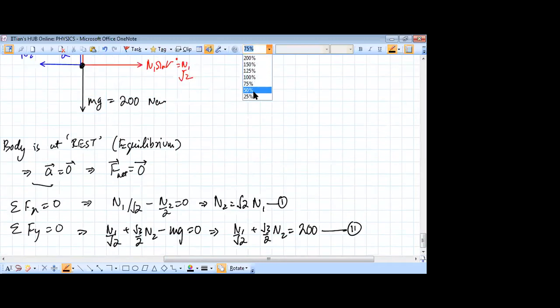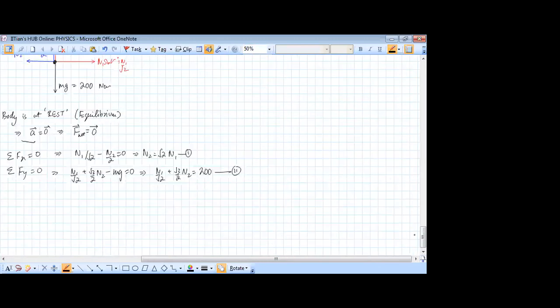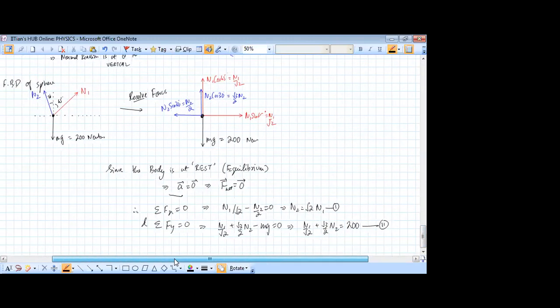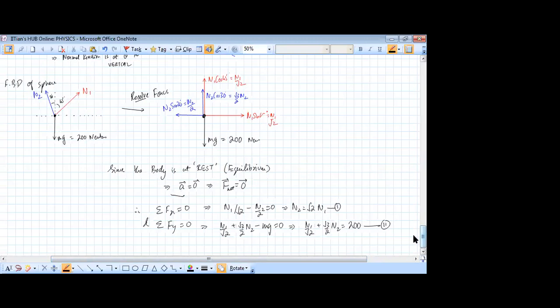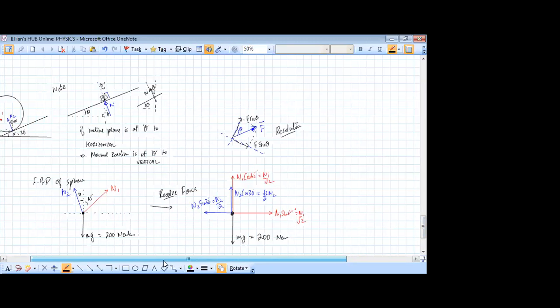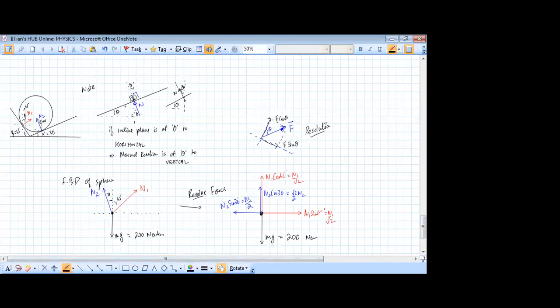So I'll just minimize this a bit so you can once again go through the resolution of the forces, which is a very critical step. And the equation forming. But even before that, make sure that you understand how we got the angles. The angles are very important. So there we are using this rule of thumb.